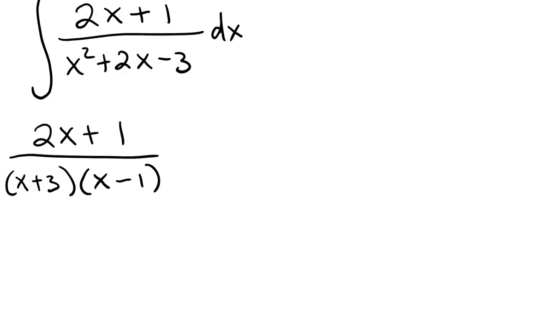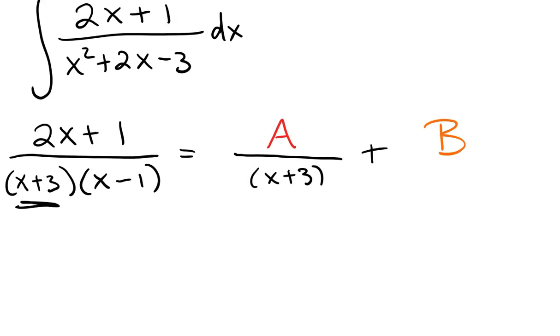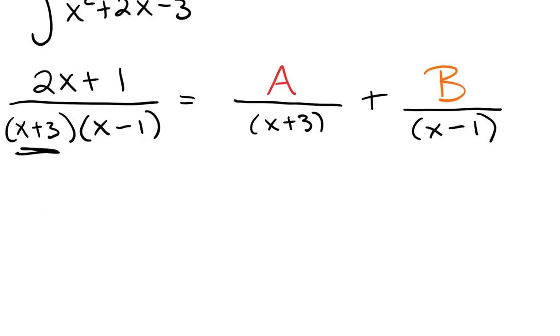The idea is that we can actually set this equal to two fractions that are added to each other, and we will say this is equal to, and I will use another color here, a over x plus 3, one of our factors, the first factor, and we're going to add that to another fraction, and I will use orange, plus b, and that is divided by our other factor, which is x minus 1.